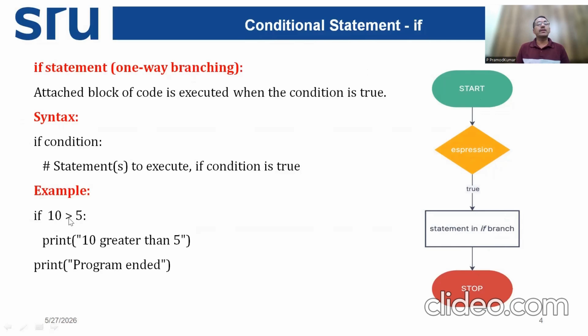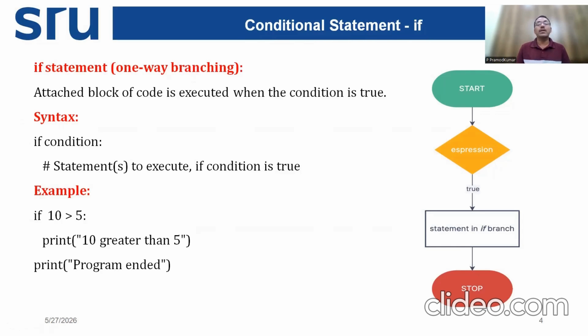Then coming to an example, here I would like to test whether 10 is greater than 5 or not. For that, I'm writing a program. If 10 greater than 5. When such a statement is encountered by the interpreter, this condition will be evaluated. 10 greater than 5, the result becomes true because it is a relational expression. A relational expression results in true or false only. So here the result becomes true. And the control will jump into the body of the if block where it will be executed, printing 10 greater than 5, followed by the next statement, which is outside the if block. That is program ended. In this case, the result is 10 greater than 5, followed by program ended.